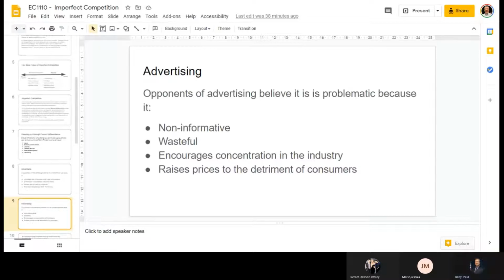And obviously, someone has to pay for the advertising, so the argument is that advertising drives up prices. If a car company is spending $500 million on a TV commercial during the Super Bowl, you have to ask who's paying for that? Well, ultimately, it's the consumer.